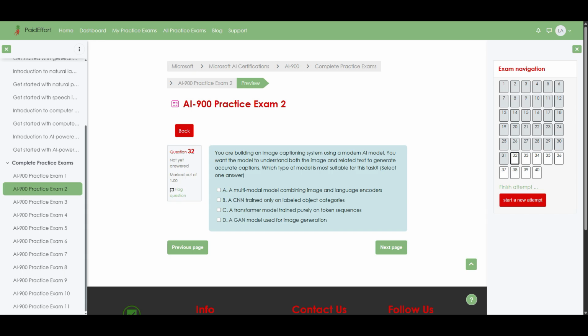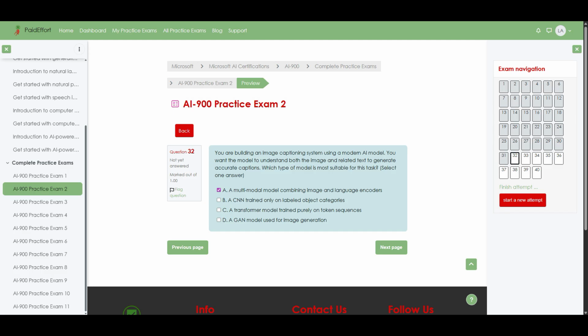The correct answer is A, a multimodal model combining image and language encoders. Let's go through the explanation now. To begin, a multimodal model is trained to understand both visual and language data. This means it can align image features with language representations, making it ideal for generating accurate captions that reflect what's seen in the image.